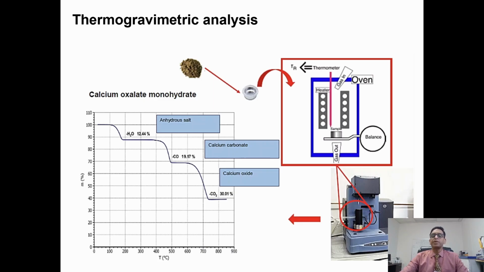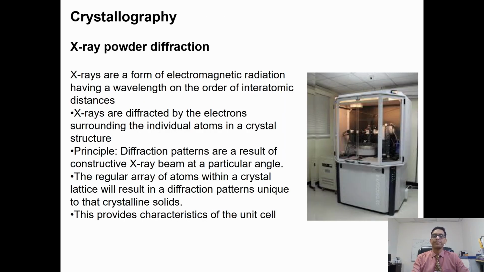As I said here, gas will be entered through the oven, a heater will be there, and the temperature will be allowed to form the gas, and those gases will come out, and that gas is going to be analyzed. So that is how the decomposition process is determined in thermogravimetric analysis.